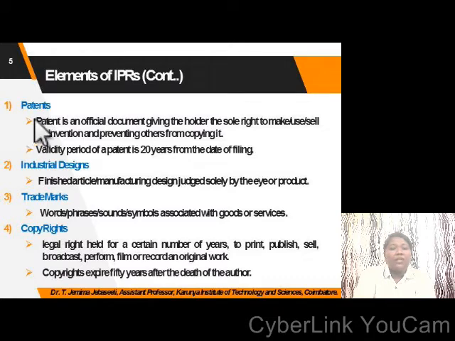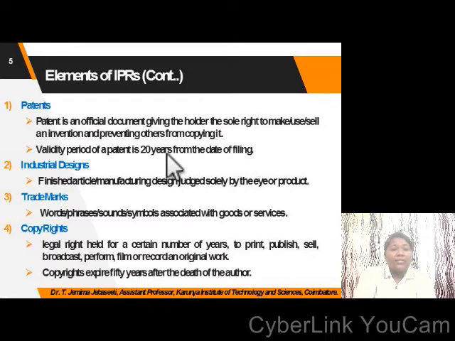First one is patent. A patent is an official document, like the document we get after registering a land property or a building. By means of this, we can own and make use of it, or we can sell this invention, so one can get benefits out of it. This patent is valid for 20 years.